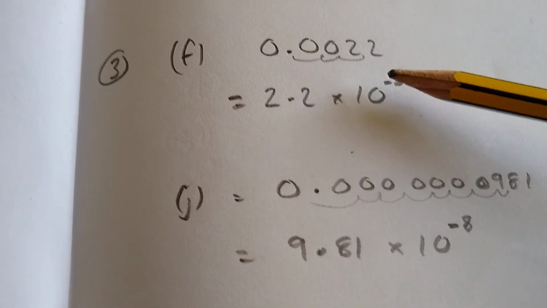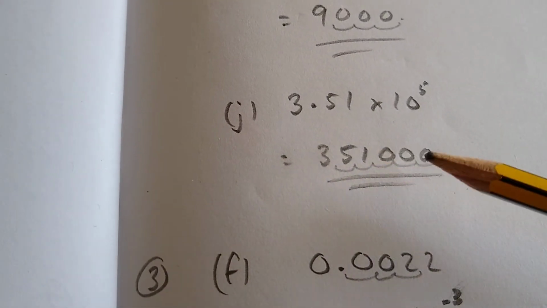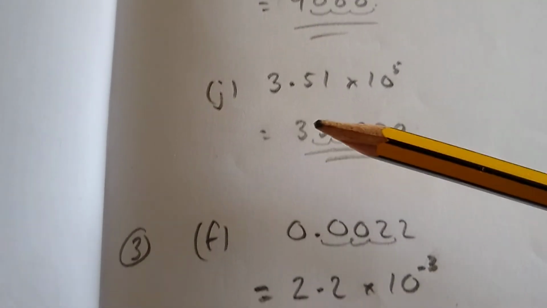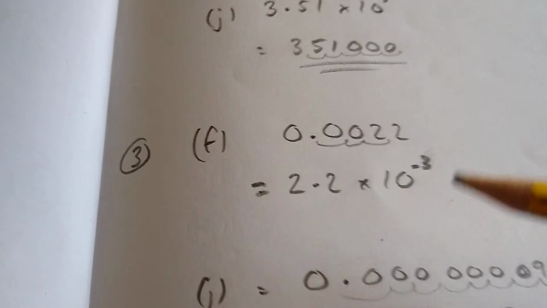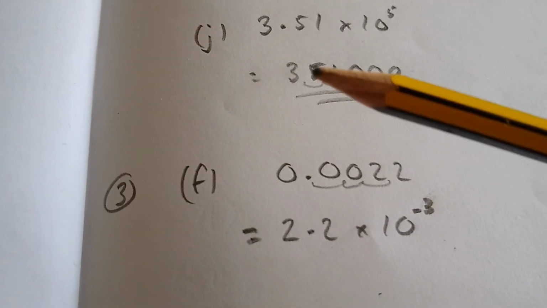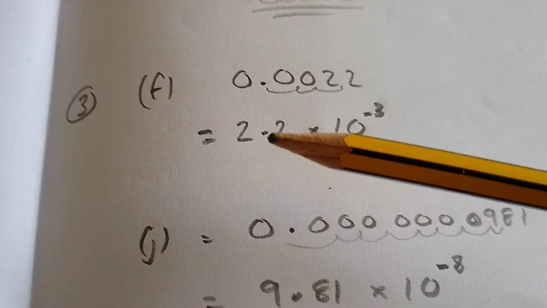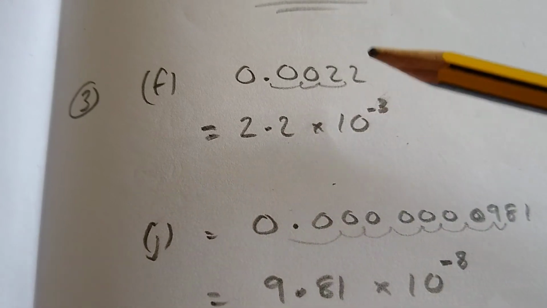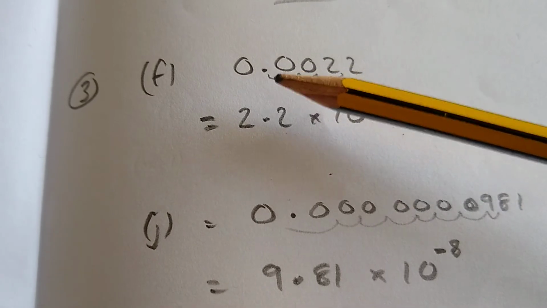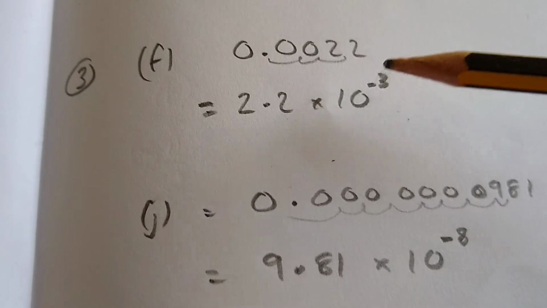Now, because up here, 10 to the power 5 gives a large number, 351,000, we'll move the decimal point to the right. If we're starting with 3.51 here, as we're starting with 2.2, we're going to have to move that decimal point to the left 3 places, aren't we? Because if we start with 2.2, it's going to go 1, 2, 3 places to get back to where we started from. So that'll be 2.2 times 10 to the power negative 3.